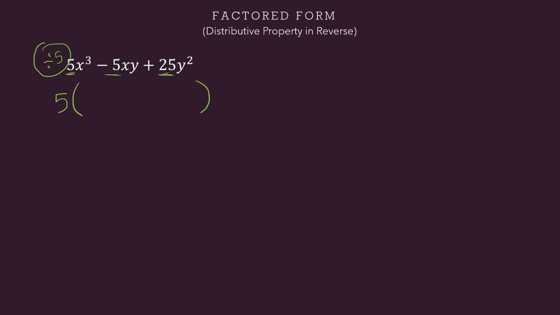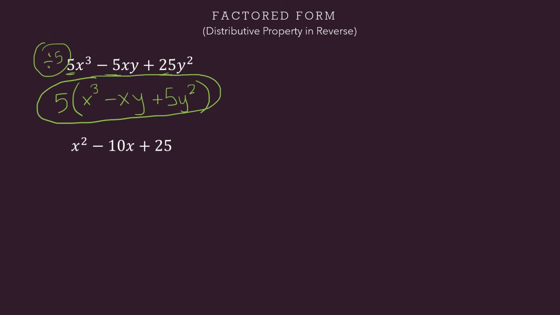So 5x cubed, x to the third, divided by 5 is going to give me x to the third. Then -5xy divided by 5 will be -xy. And then 25y squared divided by 5 is going to be +y squared. And that will be our answer for this one.